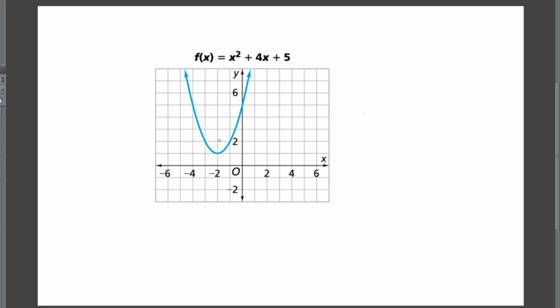Today we are going to be talking about complex numbers and what complex numbers actually are. To start this off, I want you to take a look at this graph here. This graph is x squared plus 4x plus 5, and I want you to take a look at what might be a little bit weird about it. What's wrong with this graph that we really haven't dealt with before?